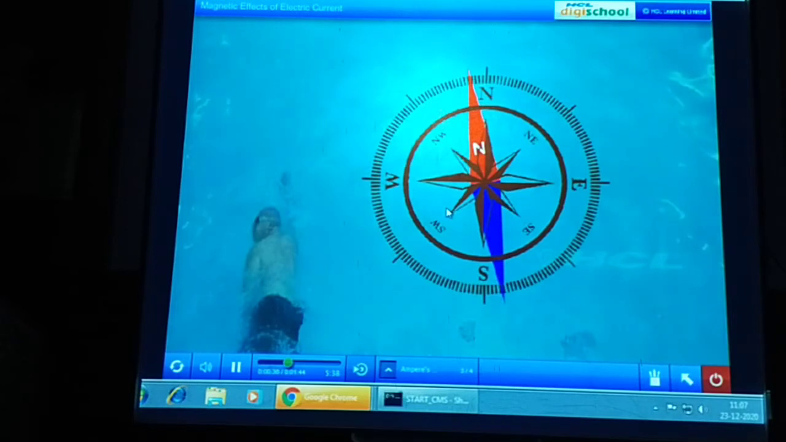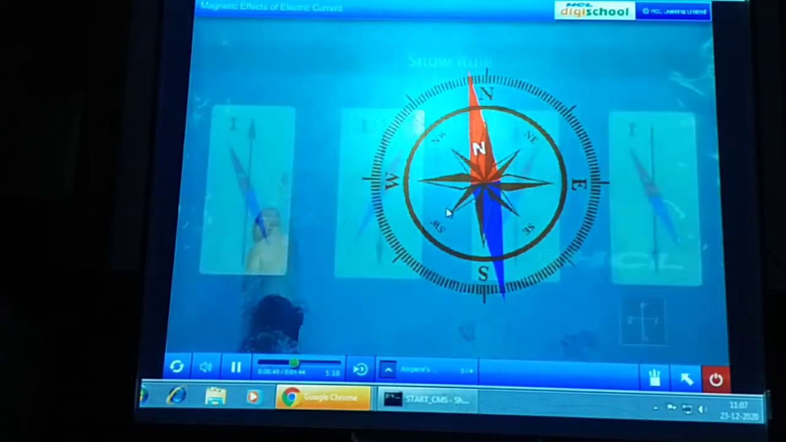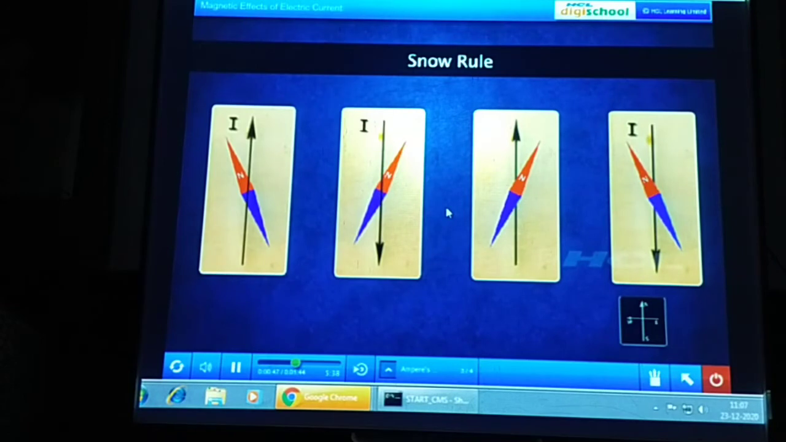When he swims north along the direction of the current, his head, representing the north pole of the magnetic needle, tilts towards his left hand. Ampere was able to explain all the four directions of deflection of the needle with the swimmer's analogy. Ampere's swimming rule is also referred to as the snow rule.